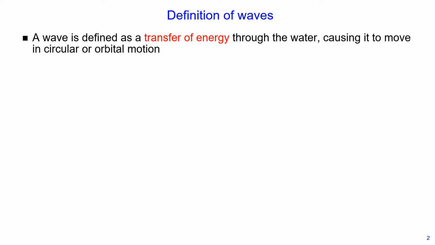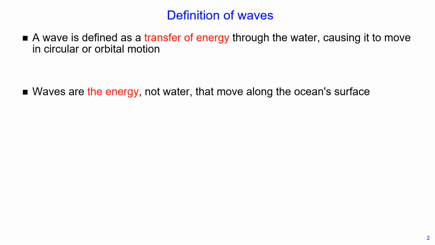So what are waves? A wave is defined as a transfer of energy through the water, and as a result, it causes water to move in circular or orbital motion. Waves are the energy, it's not water, that moves along the ocean surface.